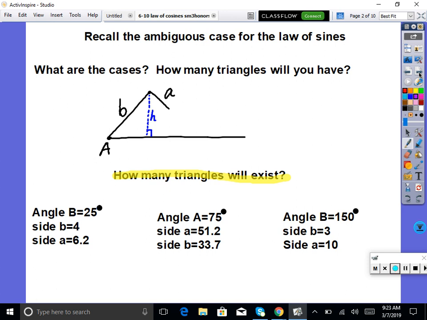So watch, anytime I'm given some information and you'd say, well, this is that one situation I've got to check, I would draw a quick picture. So the angle is 25 degrees, the side across from it is 4, and then the other side given is 6.2. Let's see how many triangles exist.